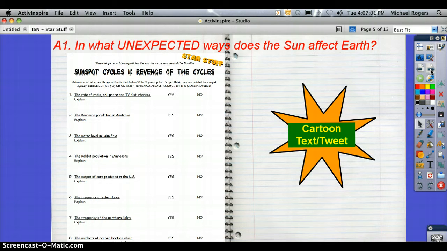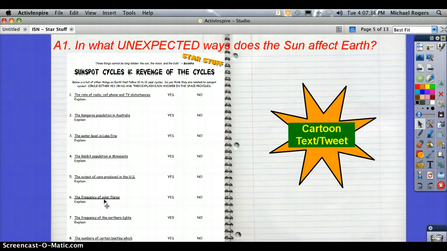Then the third and final page for question A1 is, in what unexpected ways does the sun affect the Earth? And we did this crazy worksheet over here. It was pink at the time. And as it turns out, we found out that all of these different things that also follow 11-year cycles can be traced back to the sun. The sun impacts our technology, our cell phones, satellites. It affects our weather and causes many droughts, which can impact kangaroo populations, rabbit populations, certain beetles that rely on crops. They trigger the northern lights.